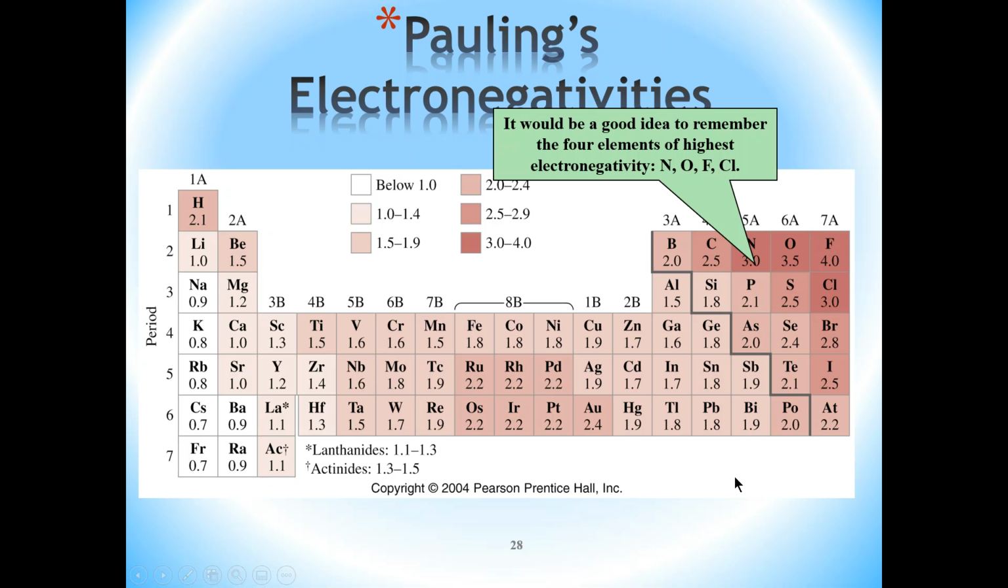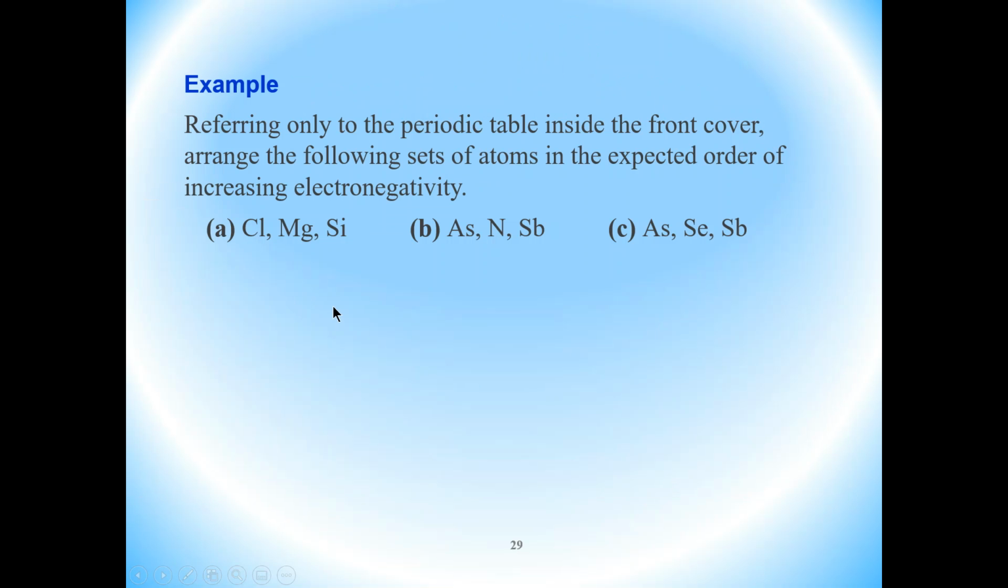It is known that the four most electronegative elements would be nitrogen, chlorine, fluorine, and oxygen. These are the most electronegative elements. So what we can do is make predictions as to the order of electronegativity based on the periodic table. Let's look at this example. This question is asking you to arrange these sets of elements in order of increasing electronegativity, starting from the lowest to the highest. The first in this series is chlorine, magnesium, and silicon.